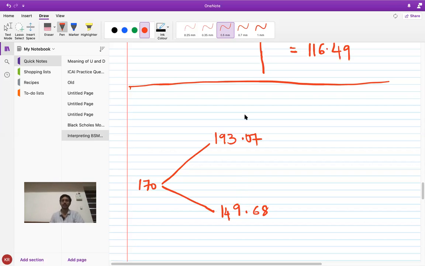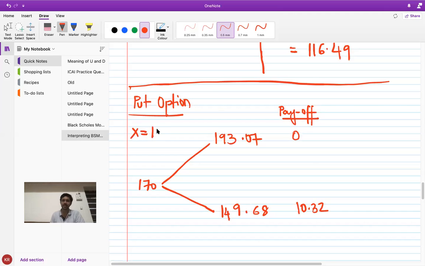Okay. And then the payoff from a put option. Okay, first let me write this as put option so that you guys don't get confused. The payoff of a put option in the upper node is 0, whereas at the bottom node it is 10.32 because we have a strike price of 160. Okay, the bottom side share price is less than the strike price, so the put option ends in the money. So the payoff from the put option is 160 minus 149.68, which is 10.32.